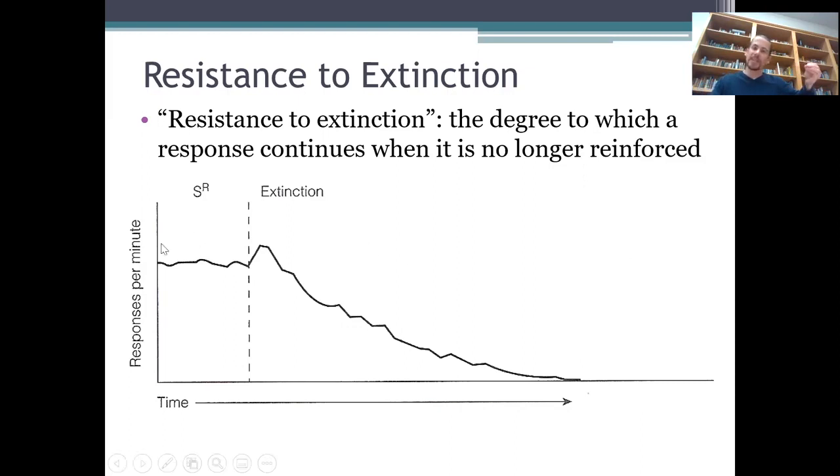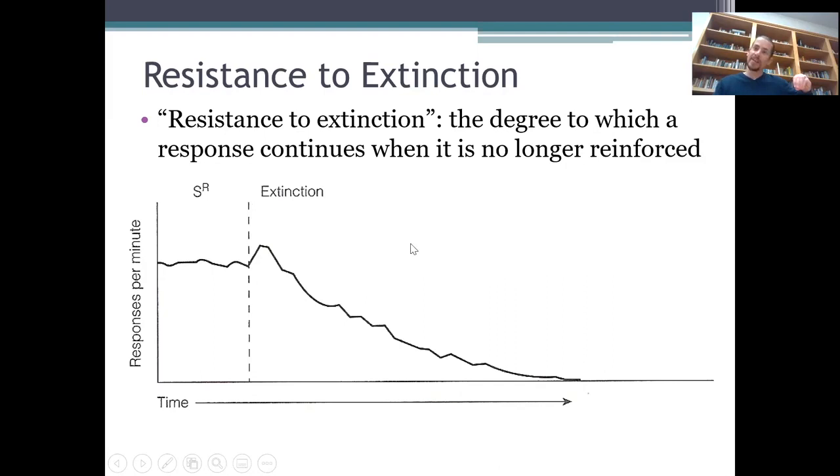So that's what you're seeing in this graph, which again is showing responses per minute over time. This is not a cumulative record because we're looking at response rate here, not total responses. So this behavior is highly resistant to extinction. When you first introduce extinction, right here on this dashed line, there's that initial burst, right? The response rate goes up for a little while, and then it slowly dissipates. The animal gradually stops performing the response.